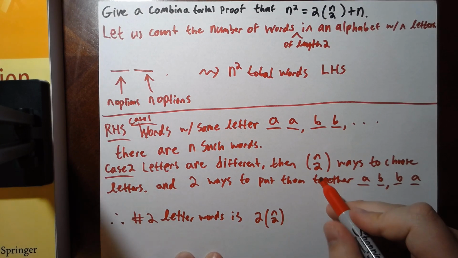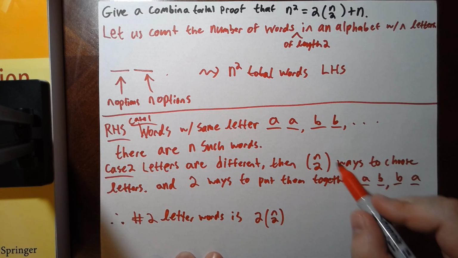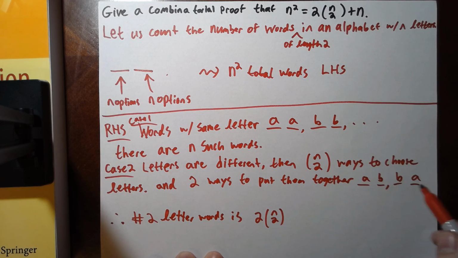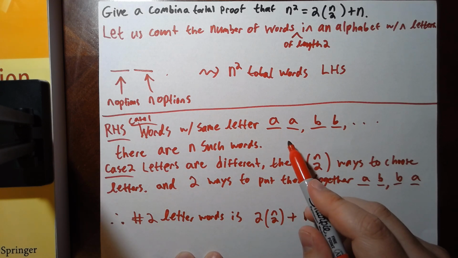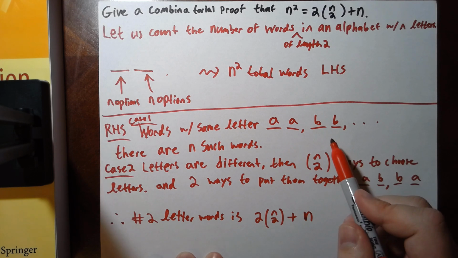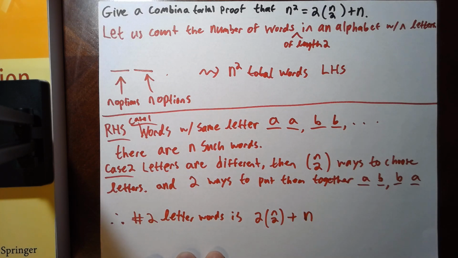This corresponds to when they're different letters: you choose the 2 letters, and then there's 2 ways to put them together. So choose your letters, put them together in 2 different ways, plus n. This just corresponds to when it's the same letter in both places. Since we have an alphabet of n letters, pick your letter. There's n different letters, you get n different words.